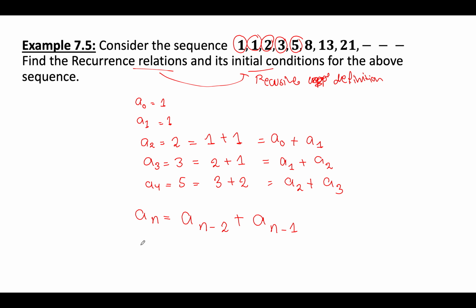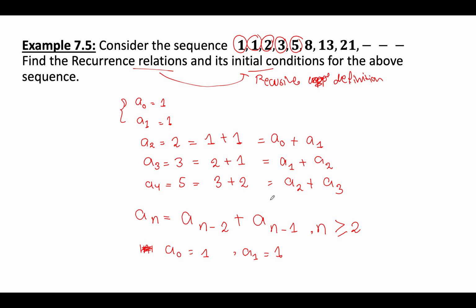And the initial condition, or we have it here as two initial conditions, which are a_0 and a_1. Okay, so a_0 equal to 1, a_1 equal also to 1. And from here we can see that n is greater than or equal to 2. So we got here the recursive definition where we have a recurrence relation and the initial condition.